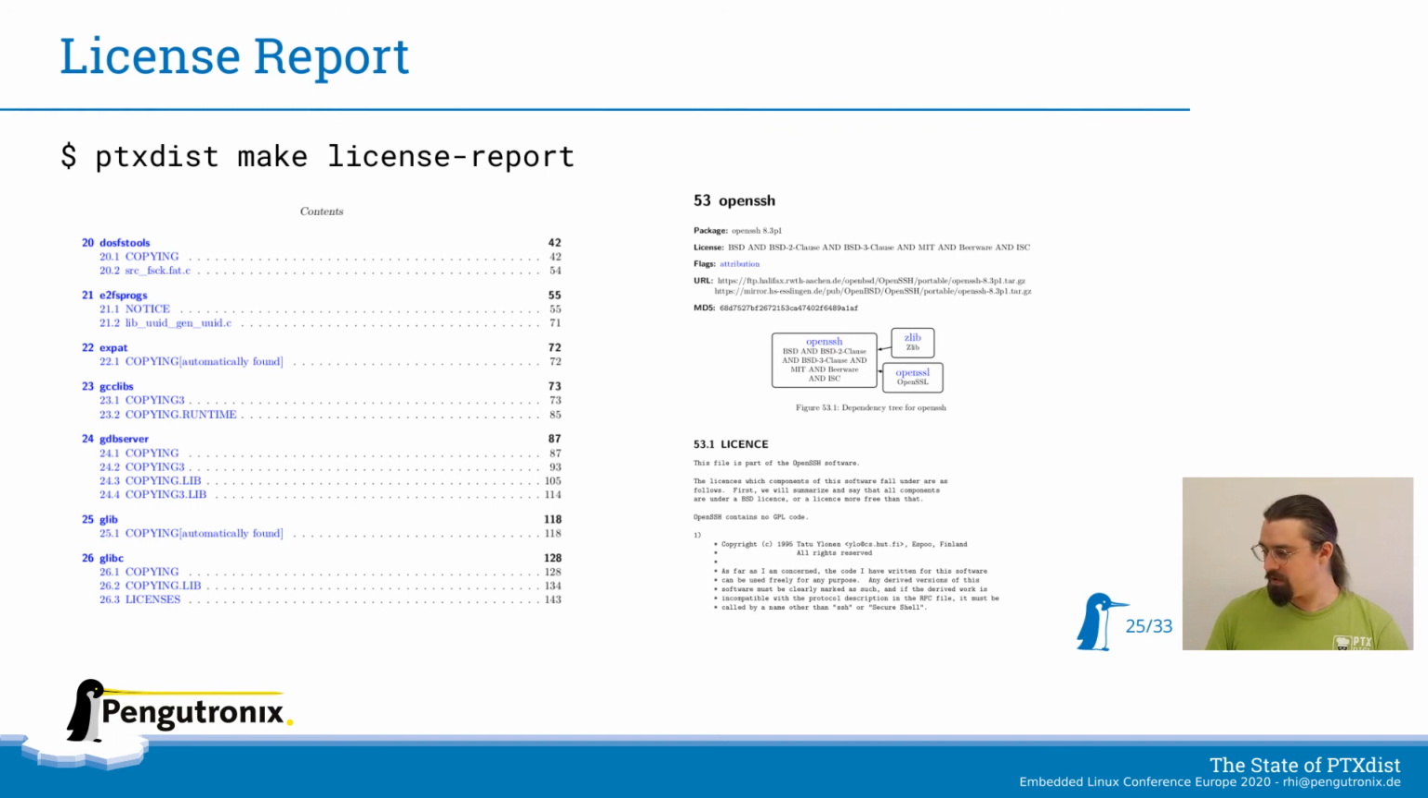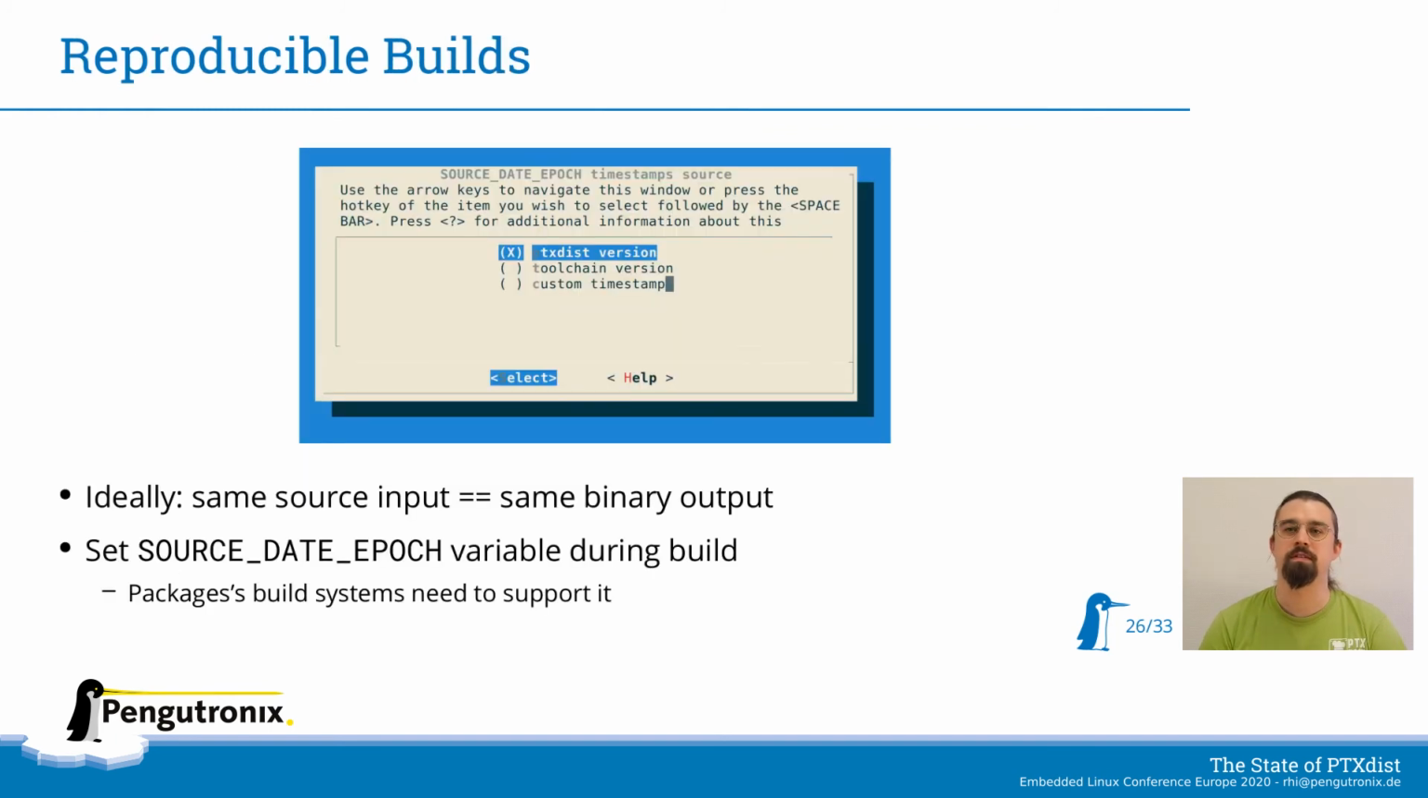All right. Next topic, reproducible builds. PTXdist tries to build packages reproducibly by default. You can select which date it uses, and the goal here is if you have the same source input, then you also have the same binary output after compilation. So you always know if you're having the same binary on two build hosts, then it has to come from the same source.